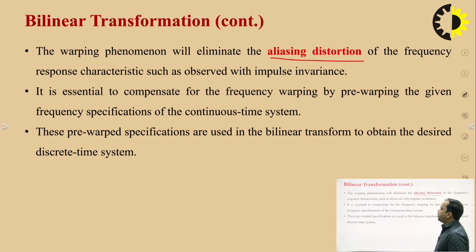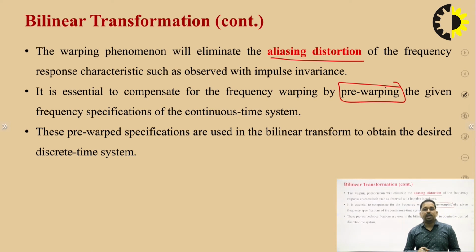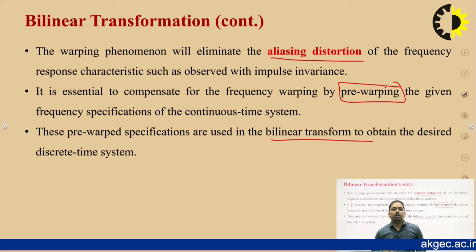Also, it is essential to compensate for the frequency warping by pre-warping the given frequency specification of the continuous time system. So, these pre-warping specifications are used in the bilinear transformation to obtain the desired discrete time system or the digital filter.